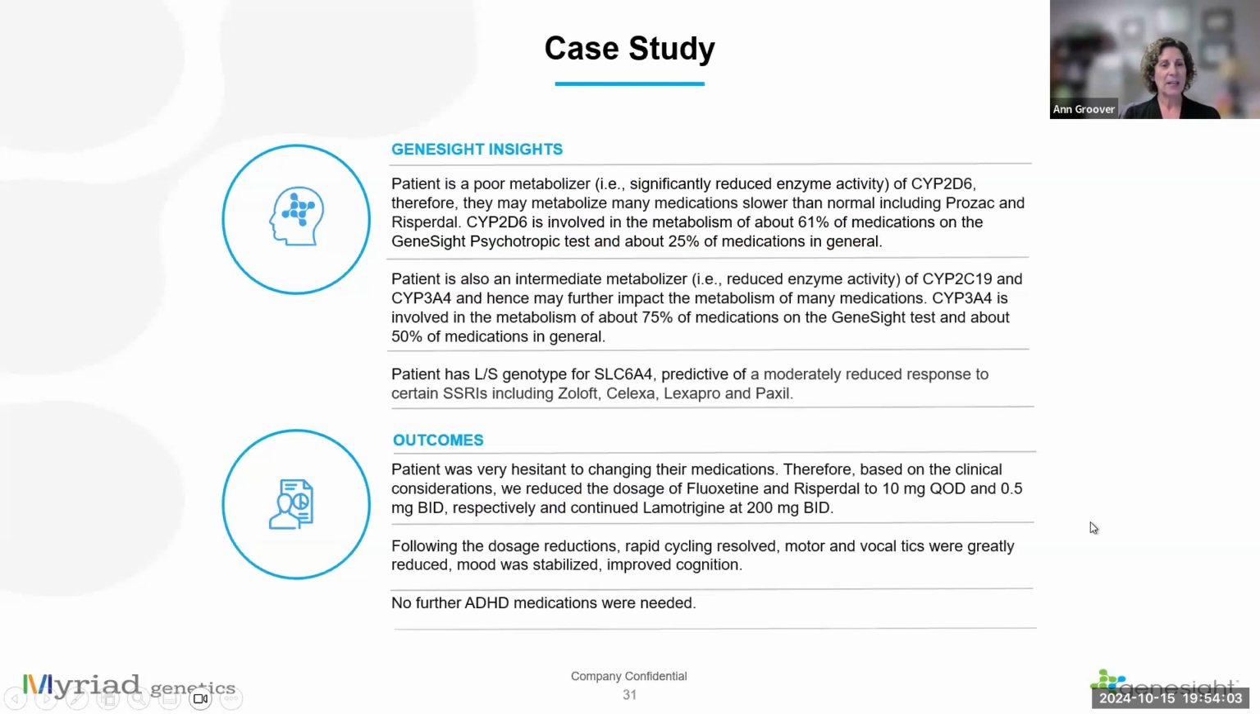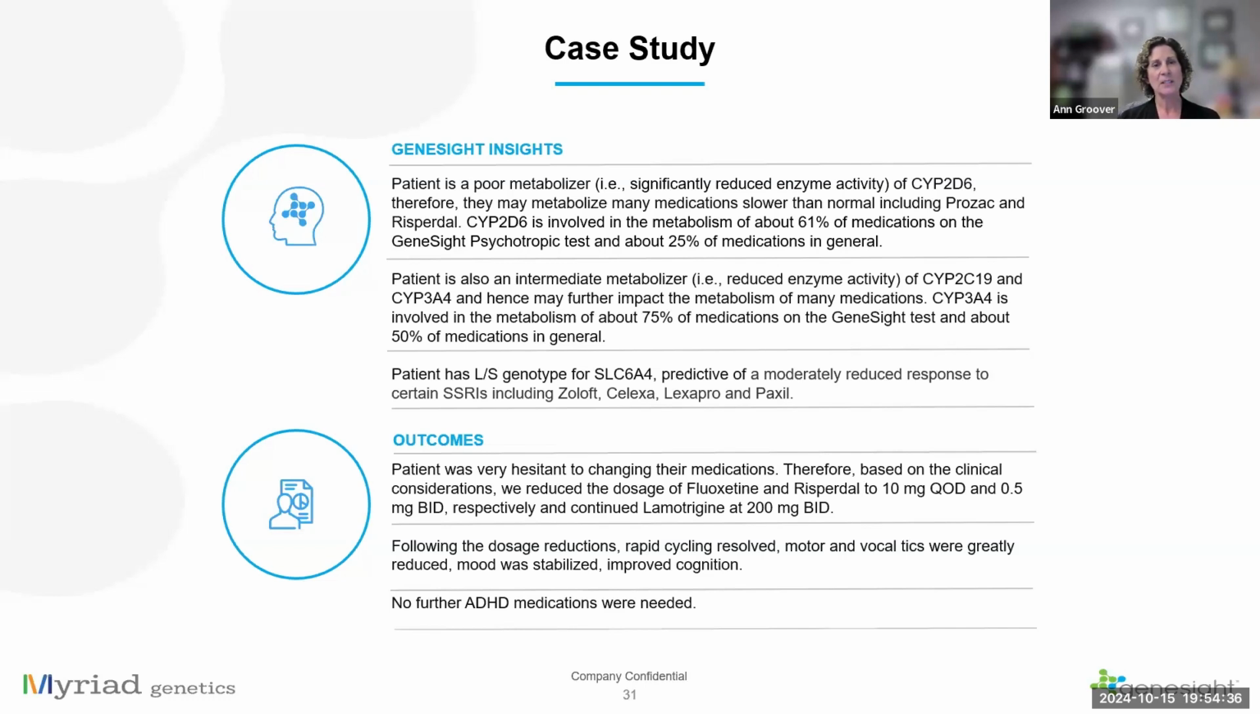So to sum up, he was a poor metabolizer at 2D6 and intermediate at 3A4. So he was metabolizing Risperdal and fluoxetine much more slowly than normal. And we know that that affects a lot of our other choices, our alternate choices, particularly when you use both of those reduced metabolism situations together. 75% of medications on the GeneSight test are affected by 3A4, and about 50% of all of the medications in general.